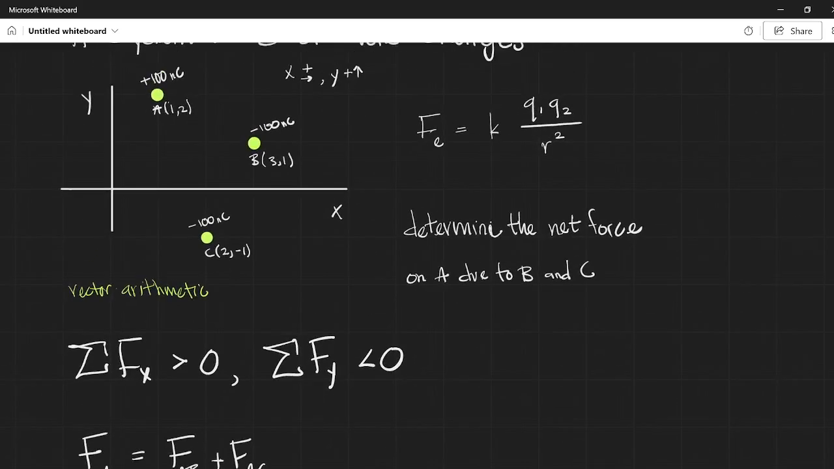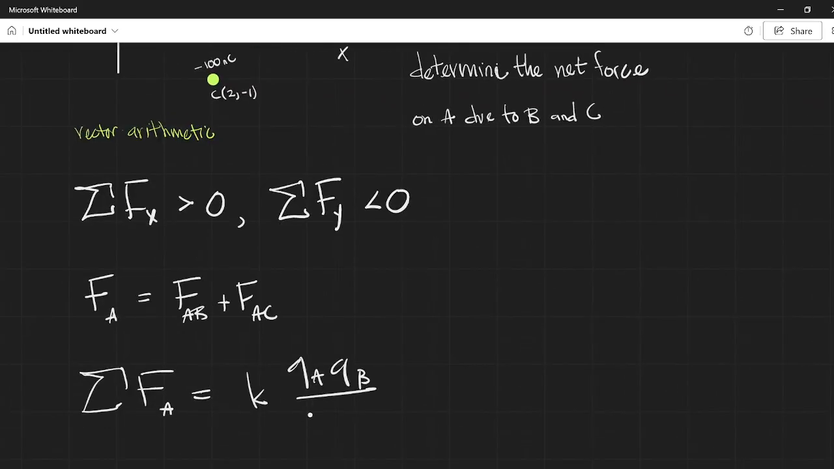We have two different position vectors involved. This one's going to be RAB, because those are the two charges that we're looking at for this term, and don't forget to square it. And then we do the same thing for charge C, and then some simplification is going to make this a lot easier to understand.